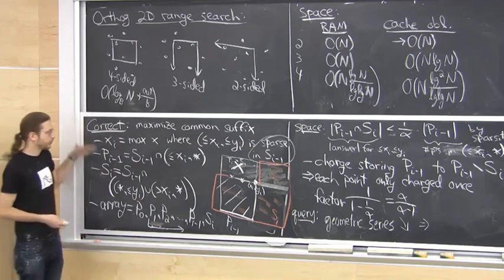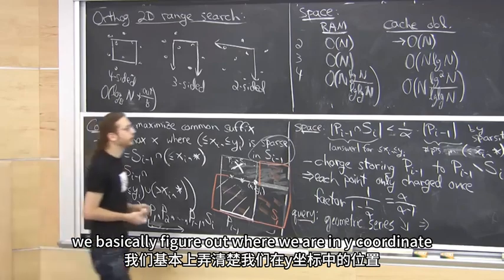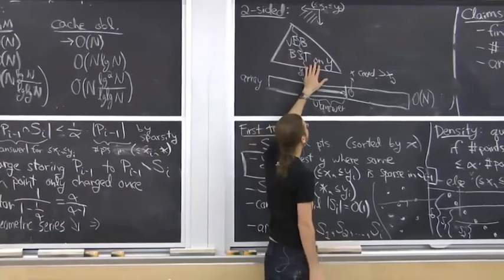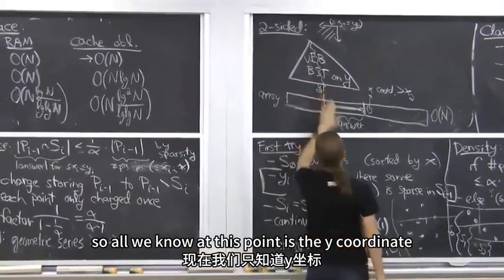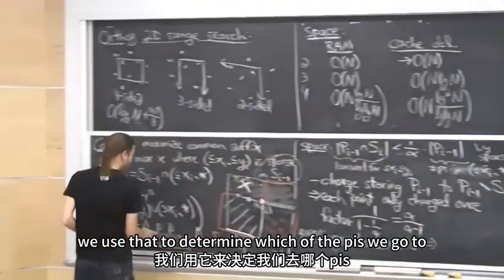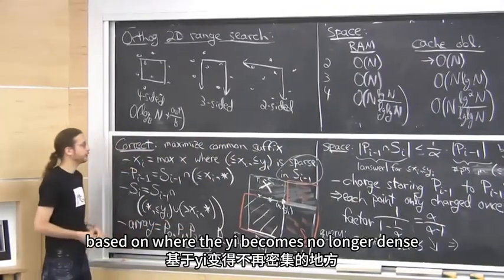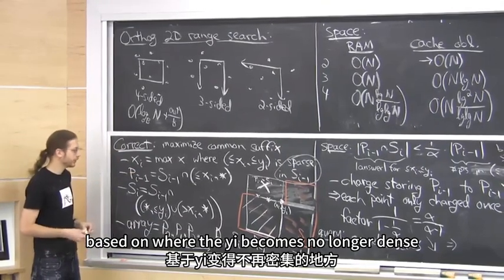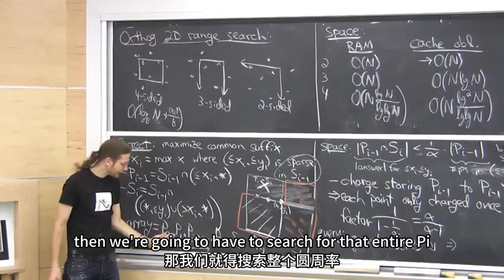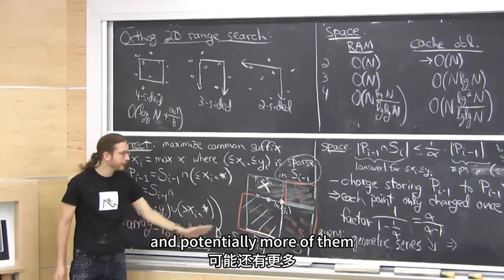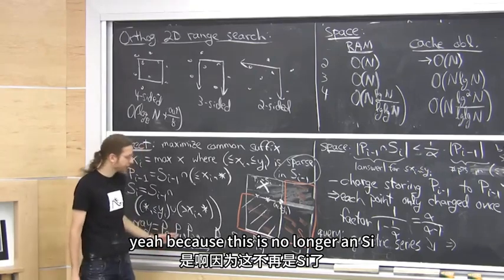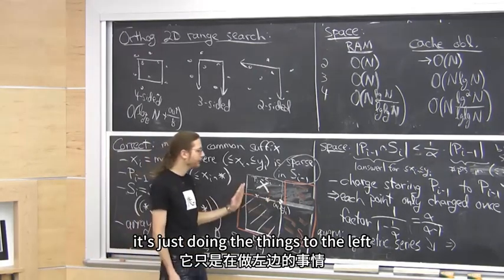So, we basically figure out where we are in Y coordinate. That was the overall structure. We had a Van de Boa search tree on Y. So all we know at this point is the Y coordinate of our search. And so we use that to determine which of the PIs we go to based on sort of where the YI becomes no longer dense. And then we're going to have to search through that entire PI and potentially more of them because this is no longer an SI. It's just doing the things to the left.